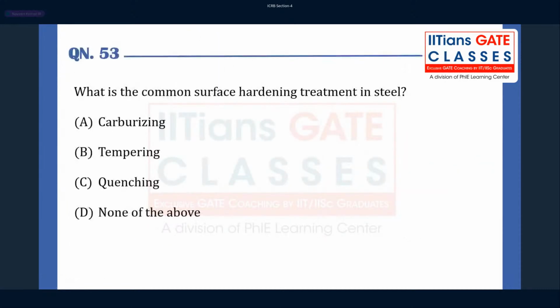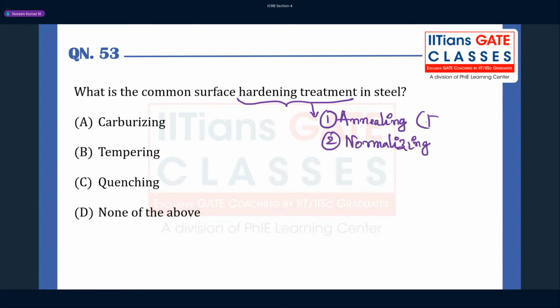Next, what is the common surface hardening treatment in steel? So, what are the different heat treatments? Okay, let's discuss that. Annealing is one of the first ones you can discuss. Next, you can say normalizing. These are very common things. Annealing is slow cooling, normalizing is fast cooling. Annealing is furnace cooled, slow cooling.